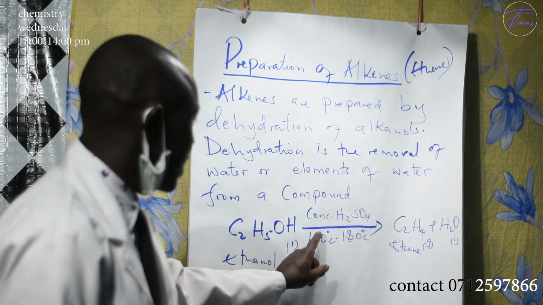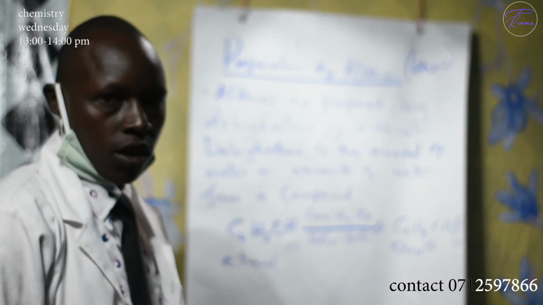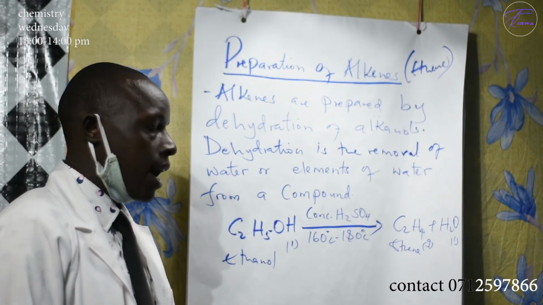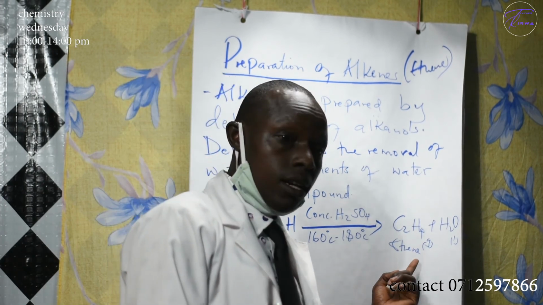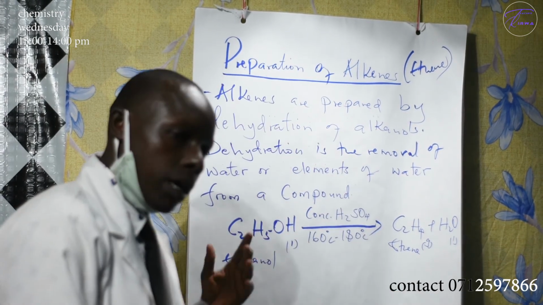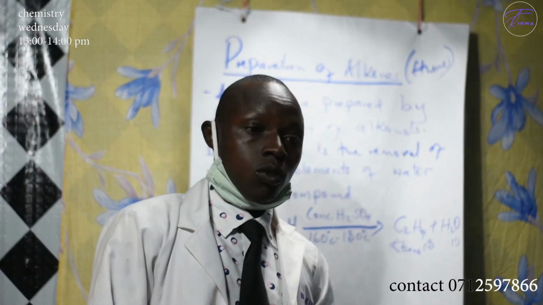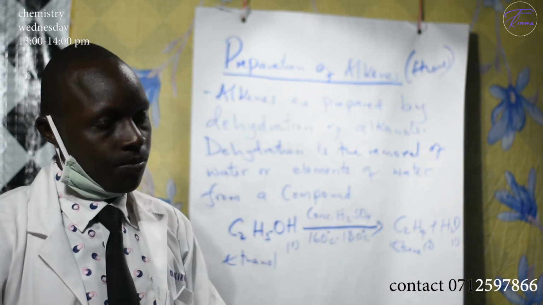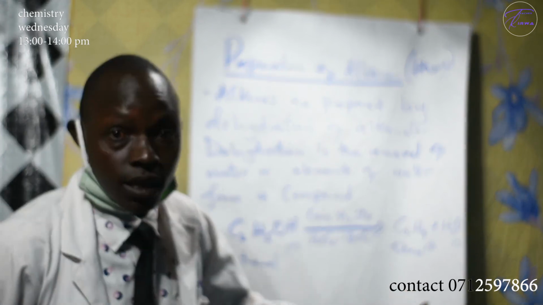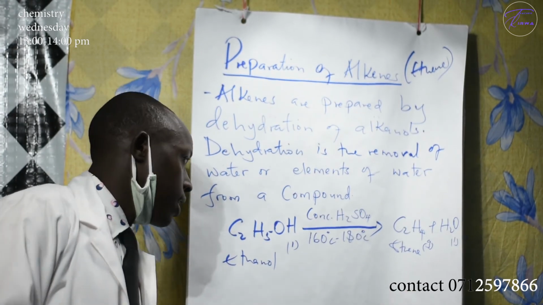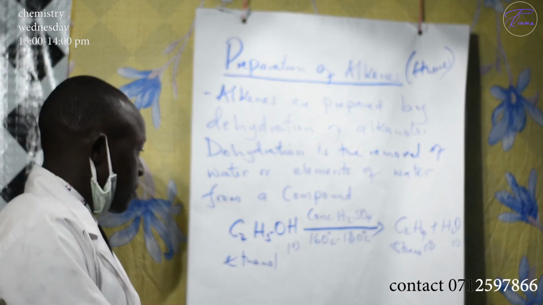So this is dehydration of ethanol. Ethanol undergoes dehydration to give ethene and water. Propanol undergoes dehydration to give propene. So to get propene, propanol. To get butene, butanol, and so on.